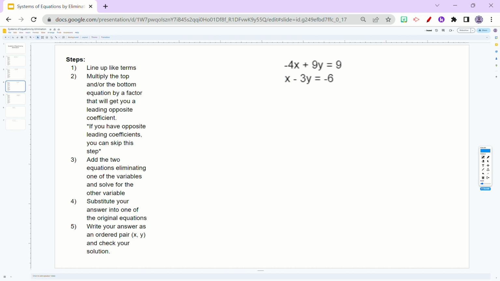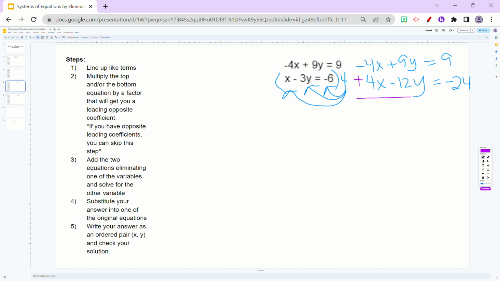Well, if you distribute a positive 4 down here, that'll make it so that you do have a positive 4x. And then you have here a negative 12y is equal to negative 6 times 4, which is negative 24. Okay, and then the top we have negative 4x plus 9y equals 9. All right, and now we can continue solving.